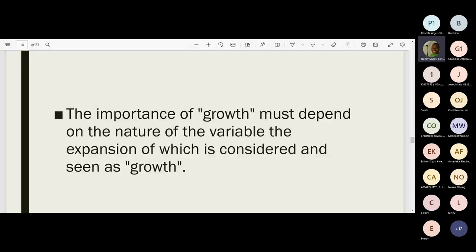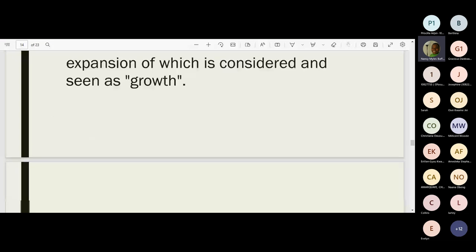The importance of growth must depend on the nature of the variable, the expansion of which, you see. So the importance we place on economic growth must depend on which type of variable, what it is that we are trying to grow. It is growth, which shouldn't be equated in value to what? Development. Growth would have been subordinate, or if you like, lesser in value to economic development. But the point the man is making here is that it depends on which variable whose expansion is considered and seen as growth. It means that it's not every growth that we should think is not really relevant compared to development. We have to look at the specific variable we have in mind.